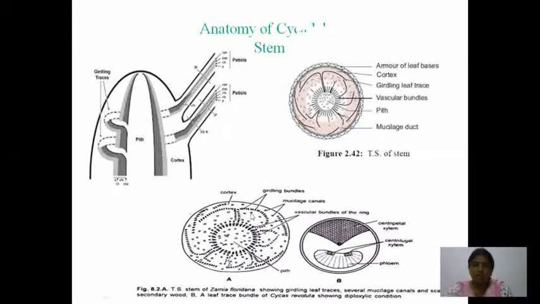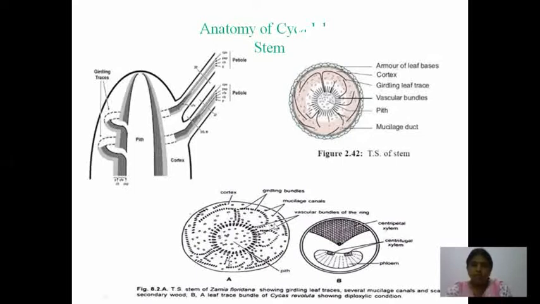Here you see that the endodermis and pericycle are not very clearly distinct in the stem of Zamia. Here you see the primary vasculature is conjoint, collateral, open and endarch. Here you see the leaf traces.